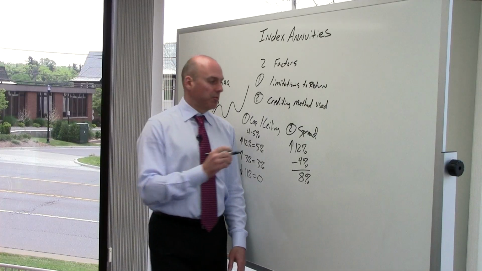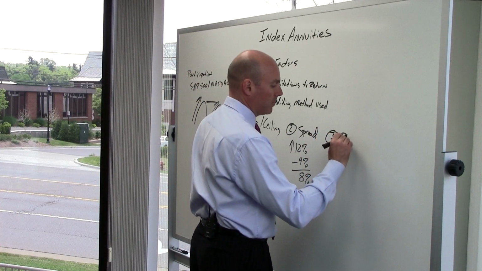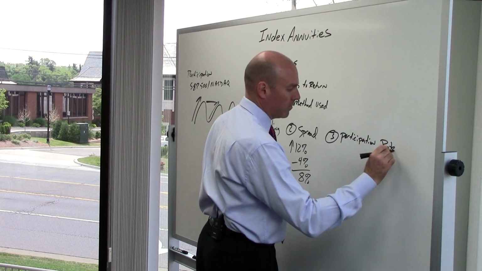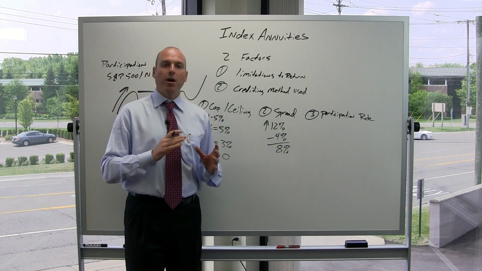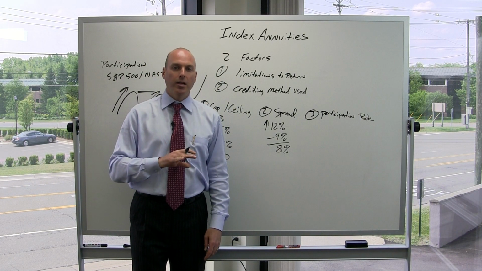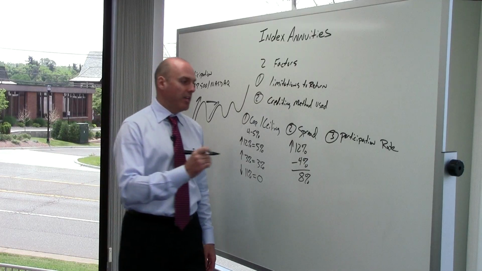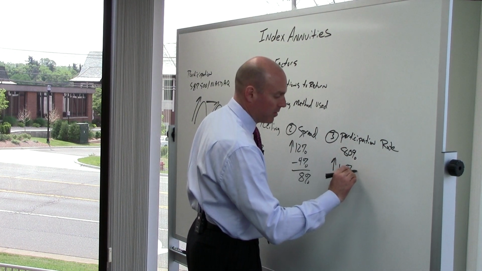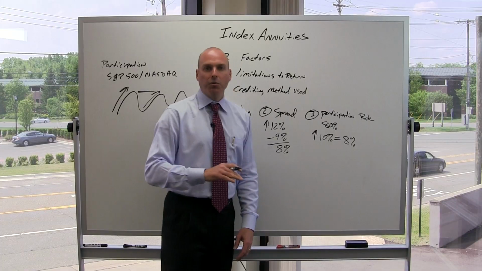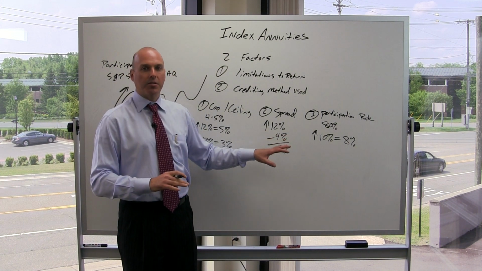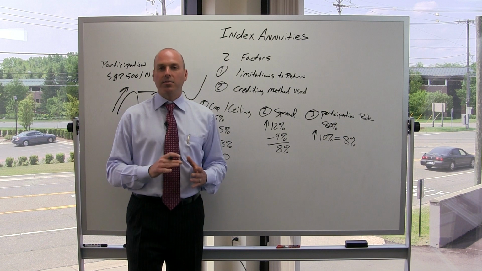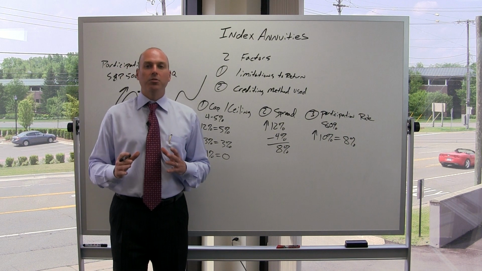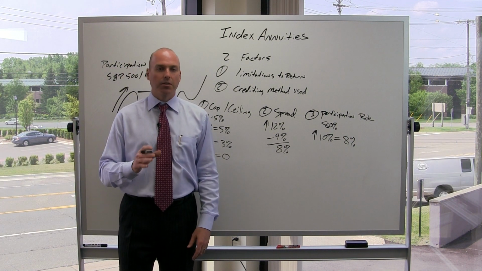And the third limit is through what's called a participation rate. This is a percentage of how much you participate in the performance of the underlying index. So if your participation rate was 80% and the index went up by 10%, your return for the year would be 8%, or simply 80% of the 10% return of the index. And again, if the index is negative, you just get 0. So it's very important to know what the limitations to return are. Different companies will use different methods. And believe it or not, some companies will actually use all three.